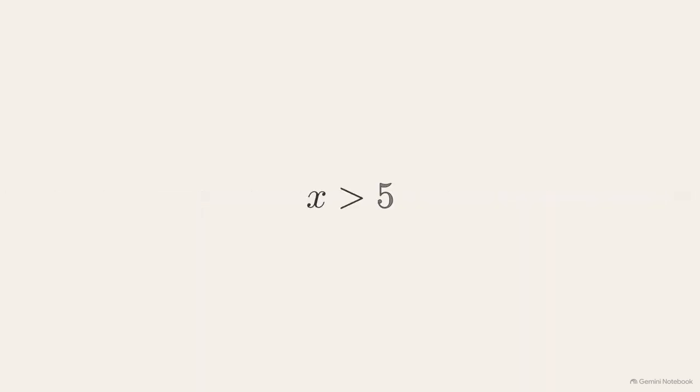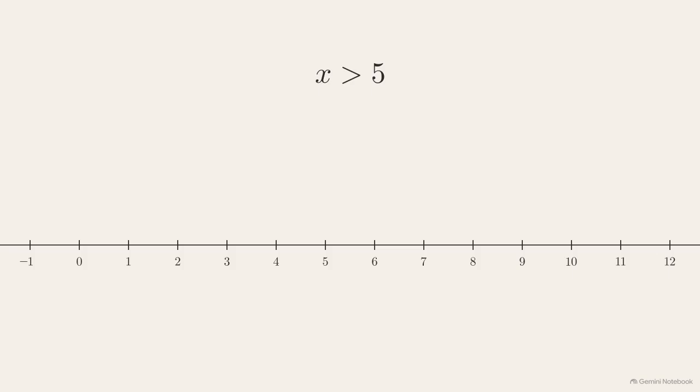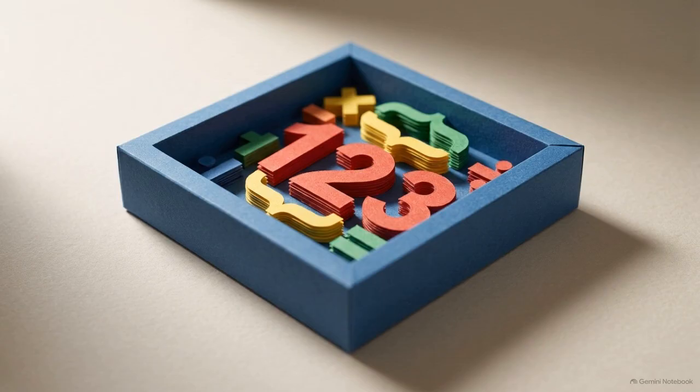When you solve a puzzle like the inequality, x is greater than 5, the answer isn't a single number. The answer is a solution set. This visual shows the exact correct interval needed to make the equation true, starting just after 5 and stretching onward infinitely. This brings our toy room together.